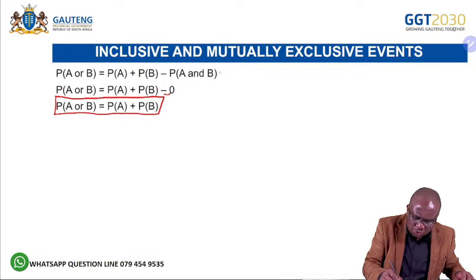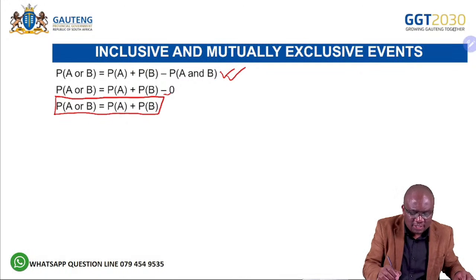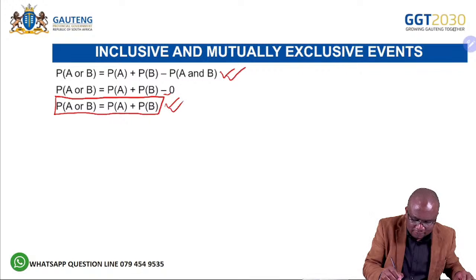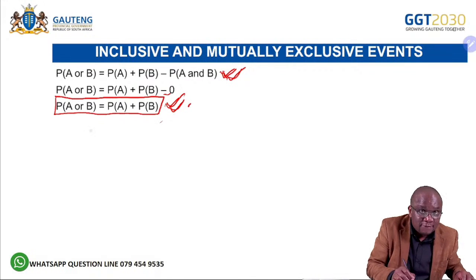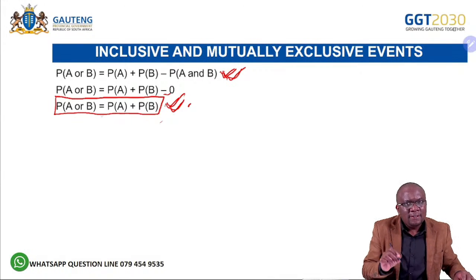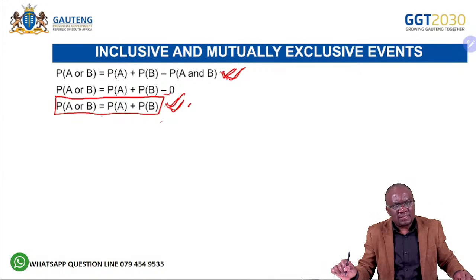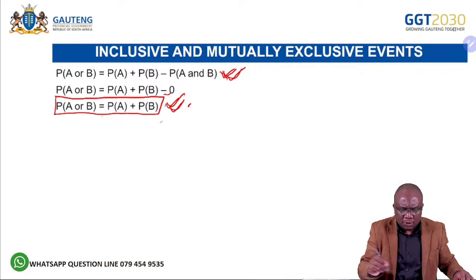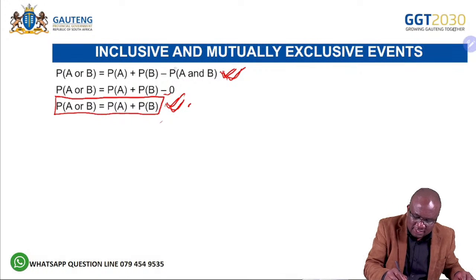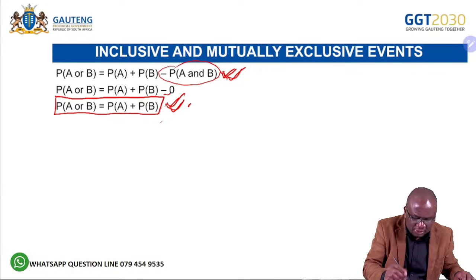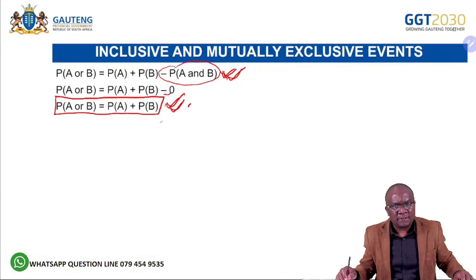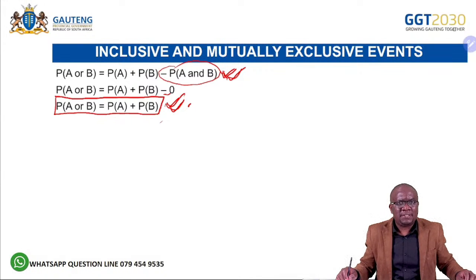This is for inclusive events, sorry. This is for inclusive events. This is for mutually exclusive events. So write this formula that I've circled here and say mutually exclusive events. Because for mutually exclusive events, this is equal to 0. So it disappears. Then we remain with this. For mutually exclusive events, write it down for 1 minute.